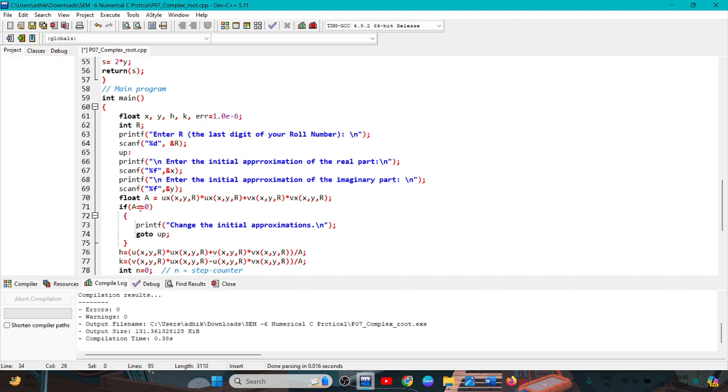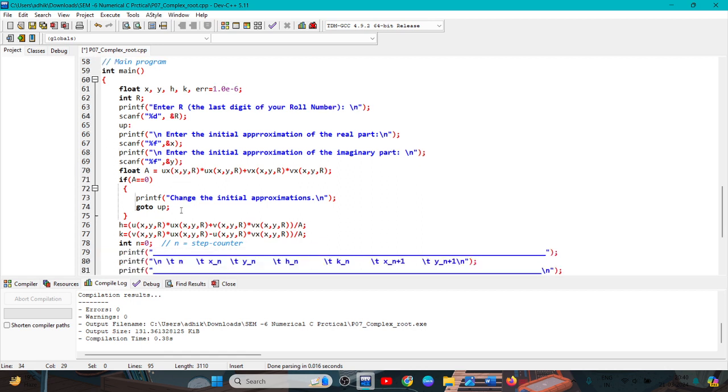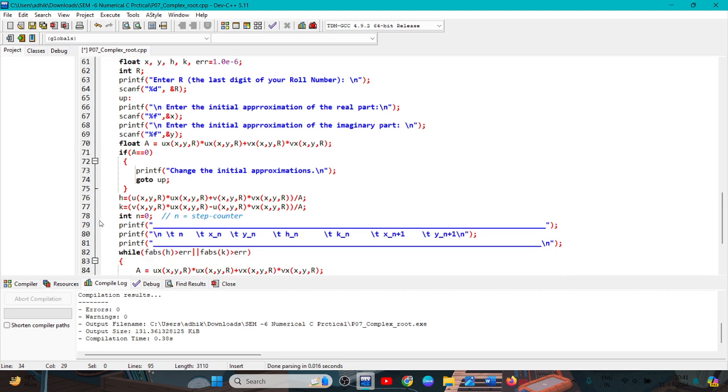If a equals 0, then change the initial approximation and go back up to here. Now h is the increment for x, which is (u·ux + v·vx)/a, and k equals (v·ux − u·vx)/a. The integer variable n is the step counter. Print n, xn, yn, hn, kn, xn+1, yn+1.